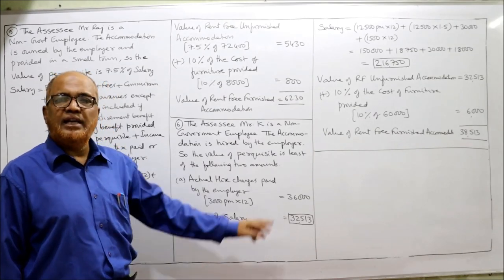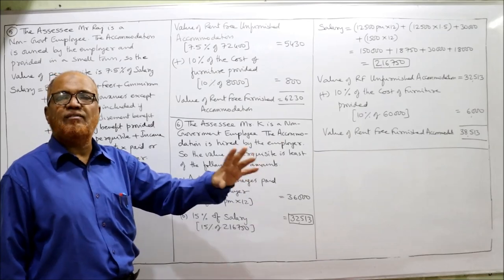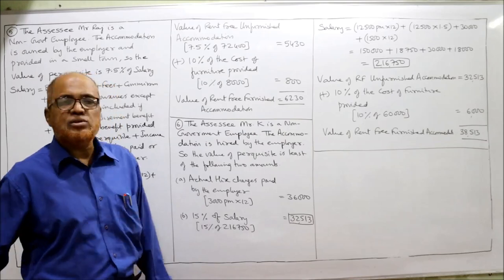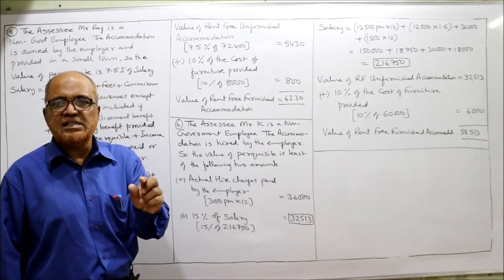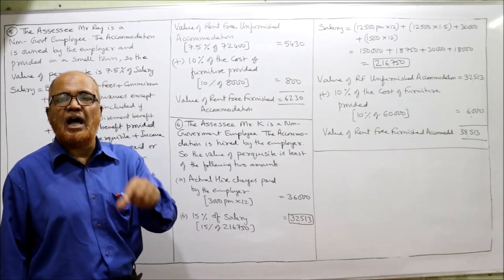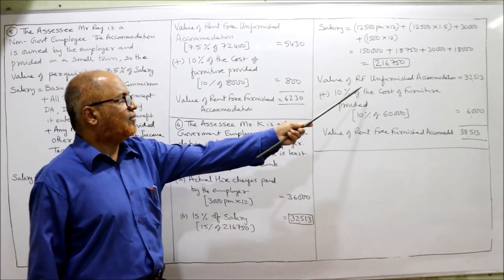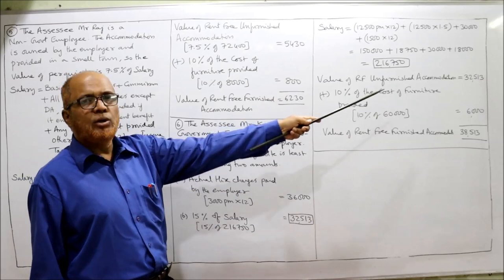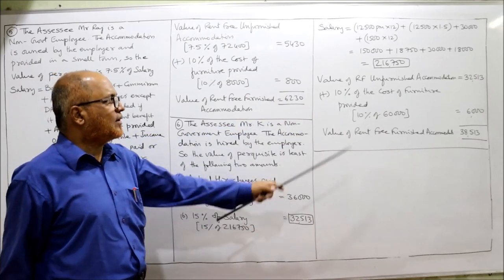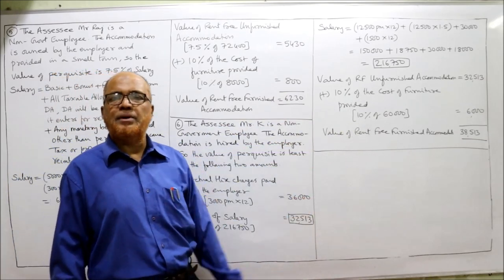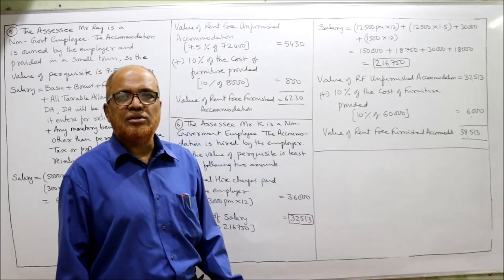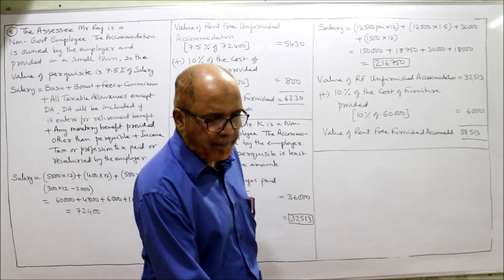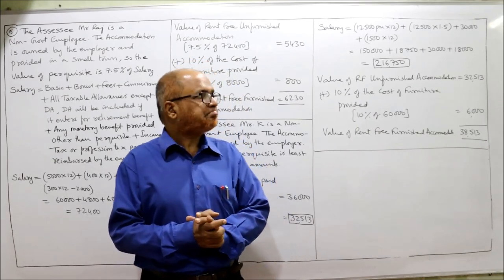32,513. The least of these two is the value of the rent-free unfurnished accommodation. What is the least? 32,513 is the least, and this is the value of rent-free unfurnished accommodation. To this we add 10% of the cost of furniture provided. The 10% of 60,000, 6,000. The total will be 38,513 is the value of rent-free furnished accommodation.